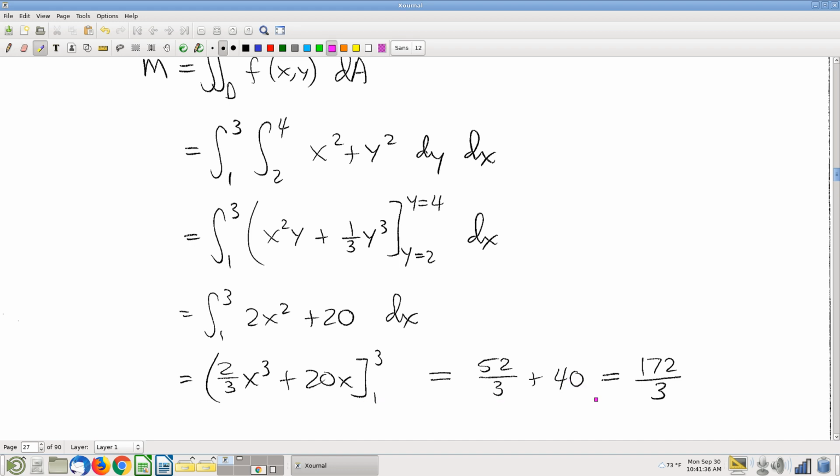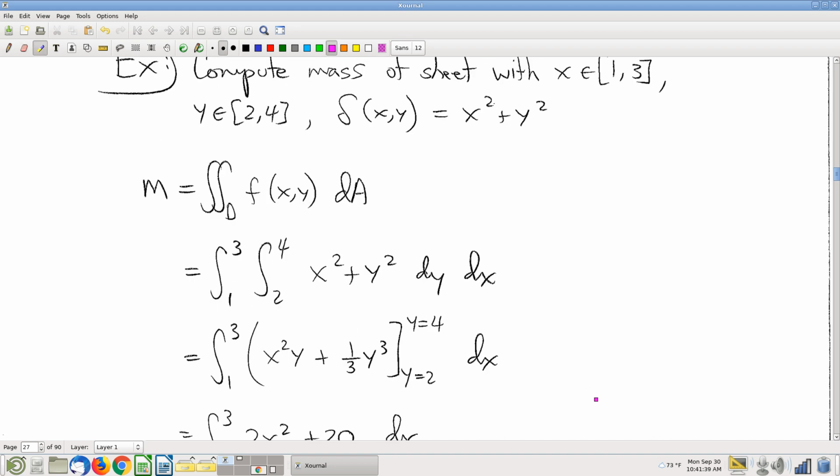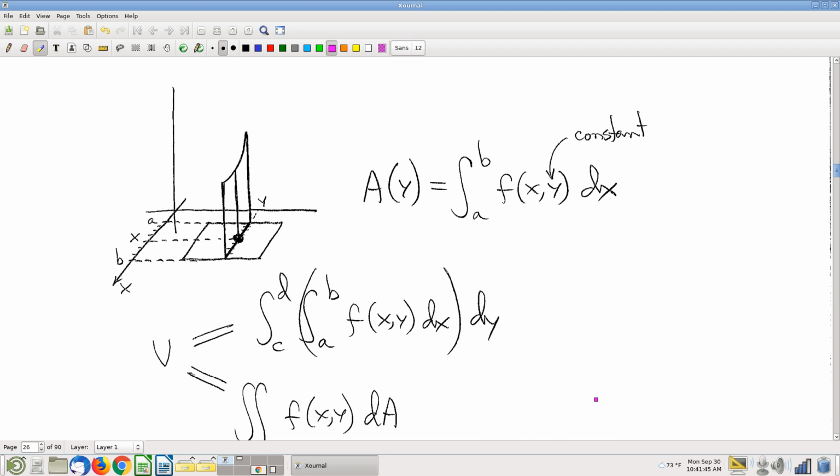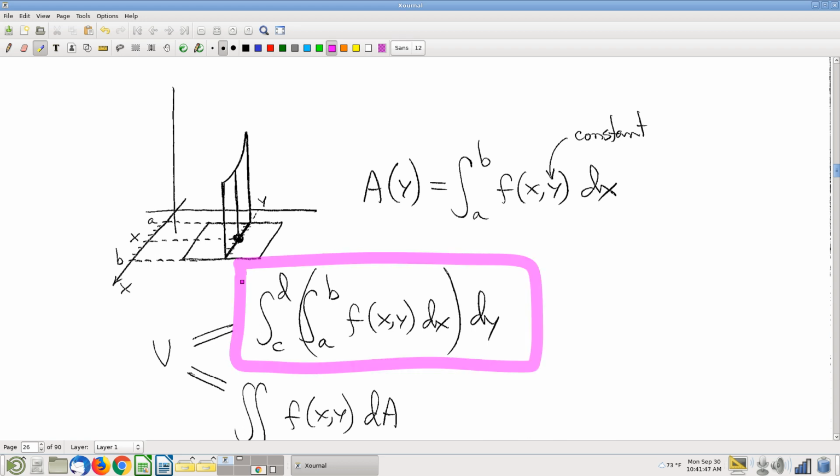Okay. All right. So now let me address a thought that students have sometimes. Students think to themselves, oh, well, look, I can compute with an iterated integral anyway.